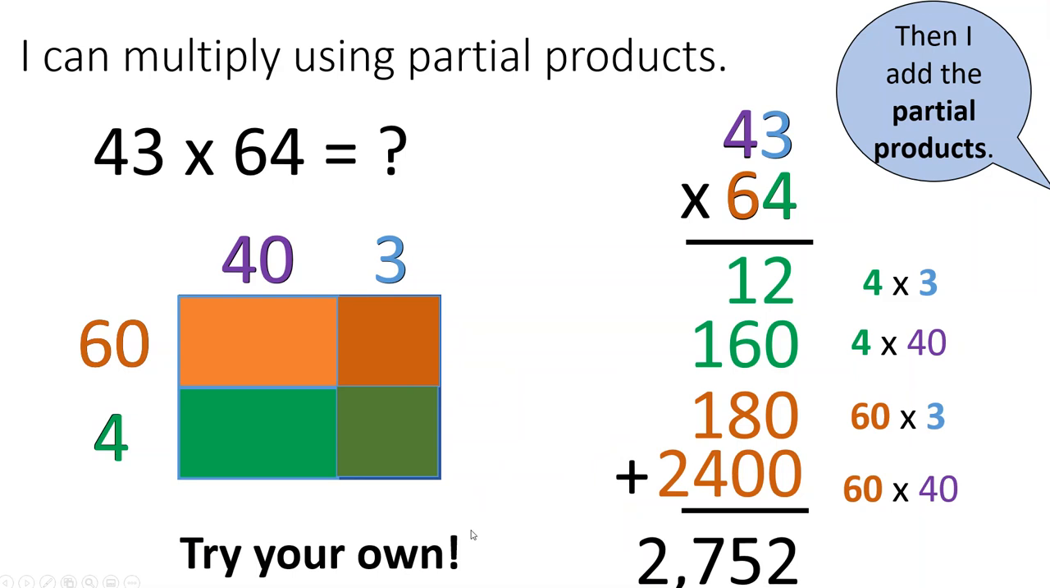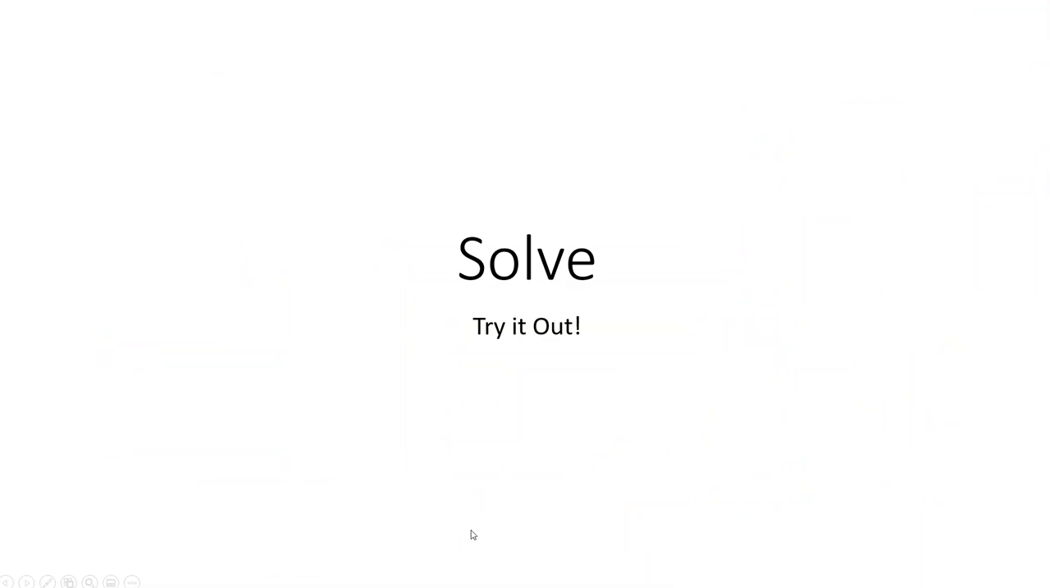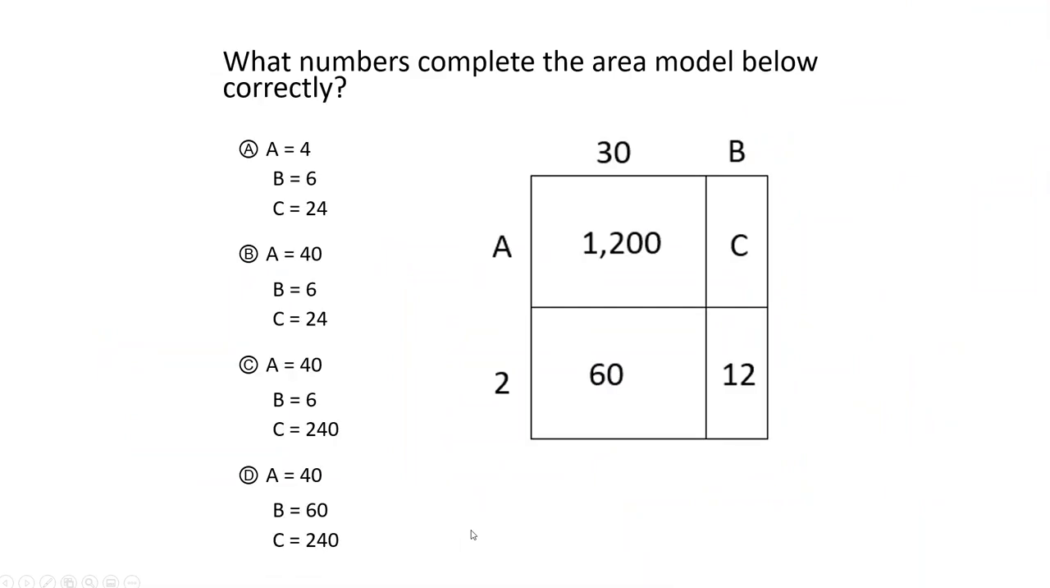So let's practice. Let's try this one first. If we were doing the area model, what do all those letters mean? So there's 3 letters in here. There's A, B, and C. So what do you think these letters are? Pause the video, see if you can figure it out, and then come back.